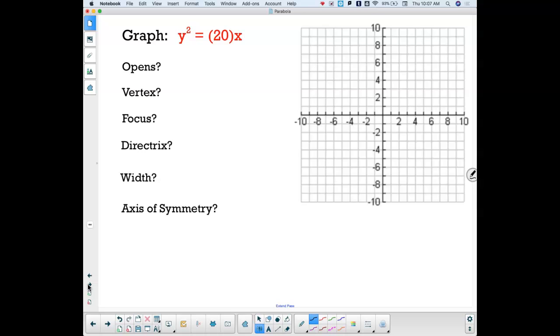Let's graph this one: y squared equals 20x. My first question is, which direction does this parabola open? I've heard up and I've heard right. I've heard a lot more rights than ups. Because it's y squared, that means it's left and right. It's positive, so that means it's right. So it's going to open to the right.